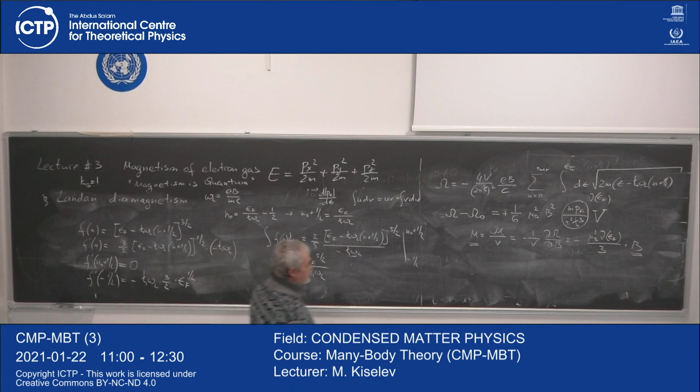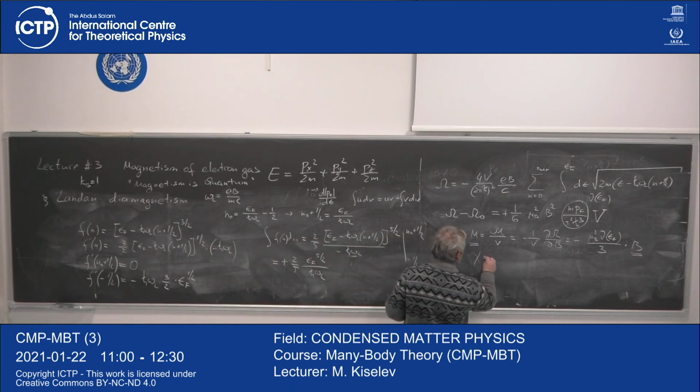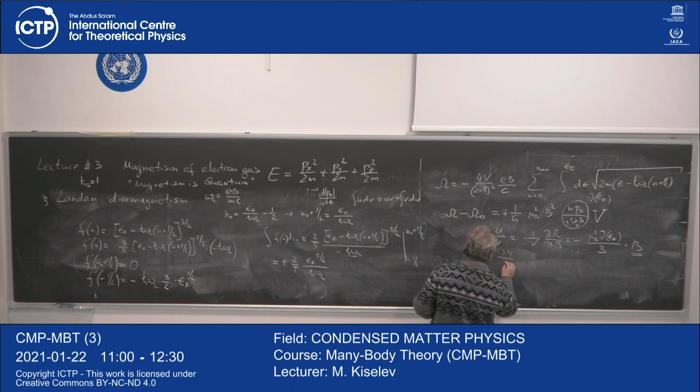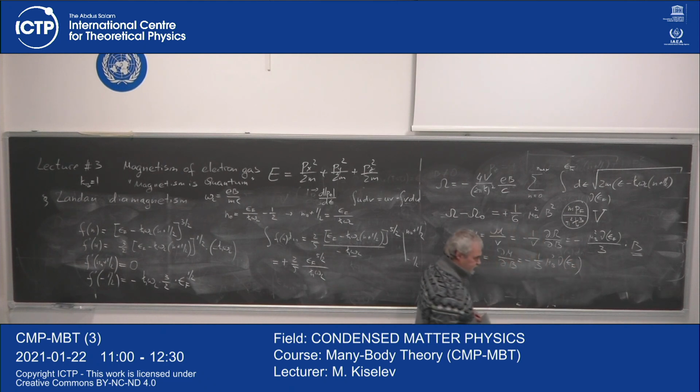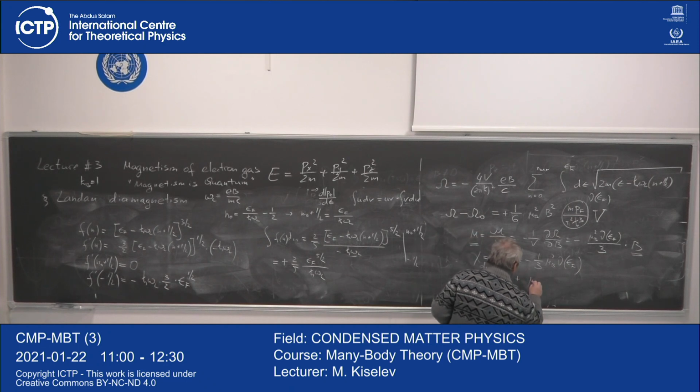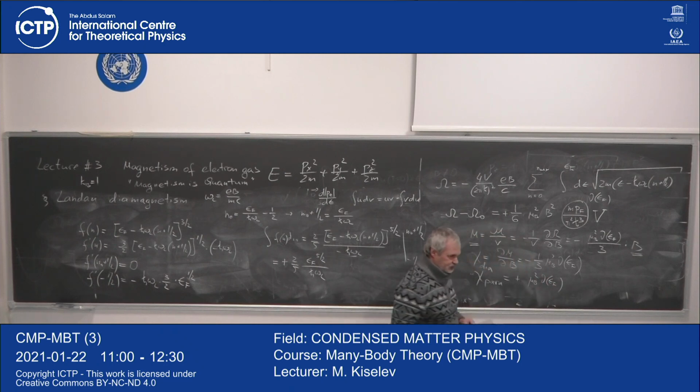Therefore, the susceptibility, which is dm over d magnetic field, is minus 1/3 mu Bohr squared times the density of states at the Fermi energy. So you see that this is the diamagnetic magnetic susceptibility. The paramagnetic susceptibility, or Pauli susceptibility as we computed, is equal to plus mu Bohr squared times the density of states at the Fermi energy.